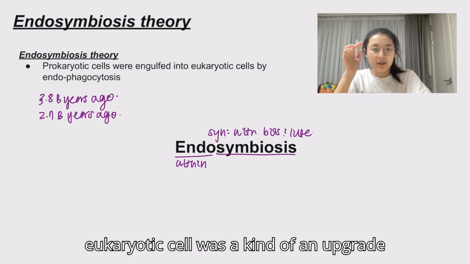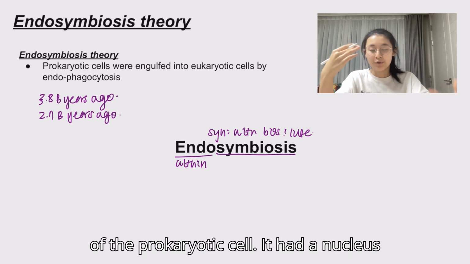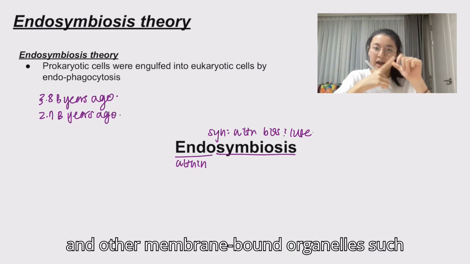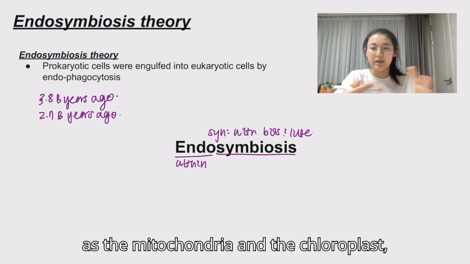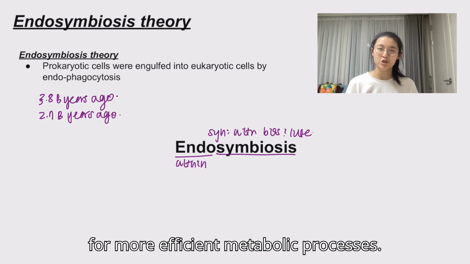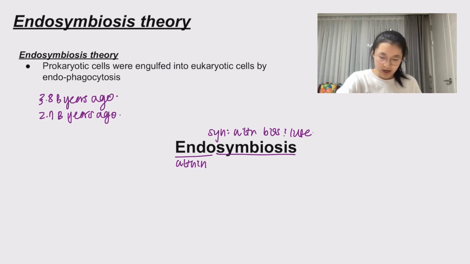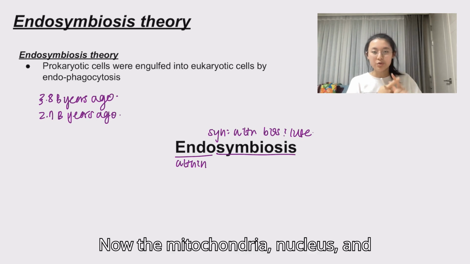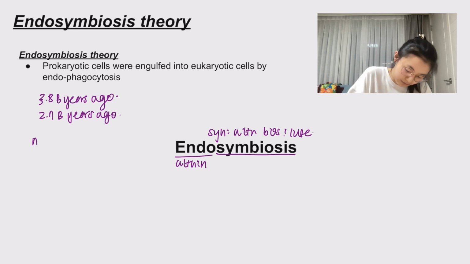Now, the eukaryotic cell was a kind of upgrade of the prokaryotic cell. It had a nucleus and other membrane-bound organelles such as the mitochondria and the chloroplast, which showed clear compartmentalization for more efficient metabolic processes.